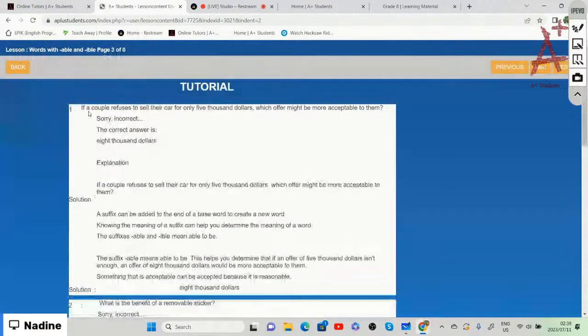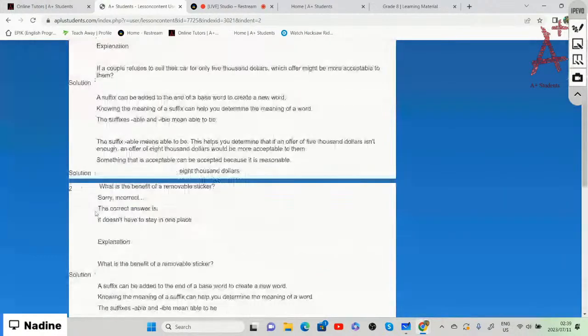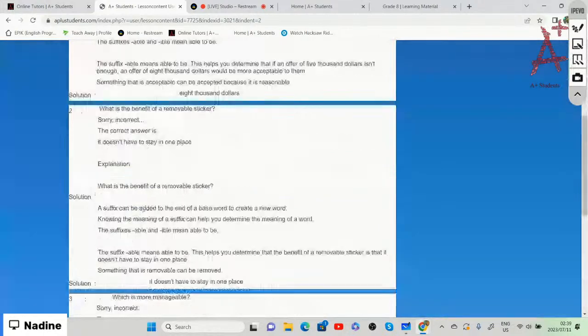So if a couple refuses to sell their car, what is the benefit of a removable sticker? Right, so the benefit of a removable sticker is that it doesn't have to stay in one place all the time. You can remove it. Something that is removable can be removed. That is basically what removable means.